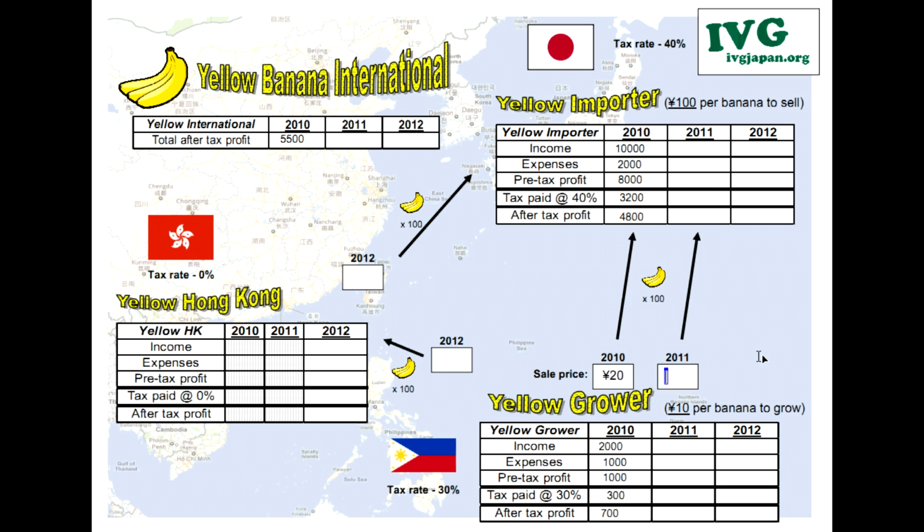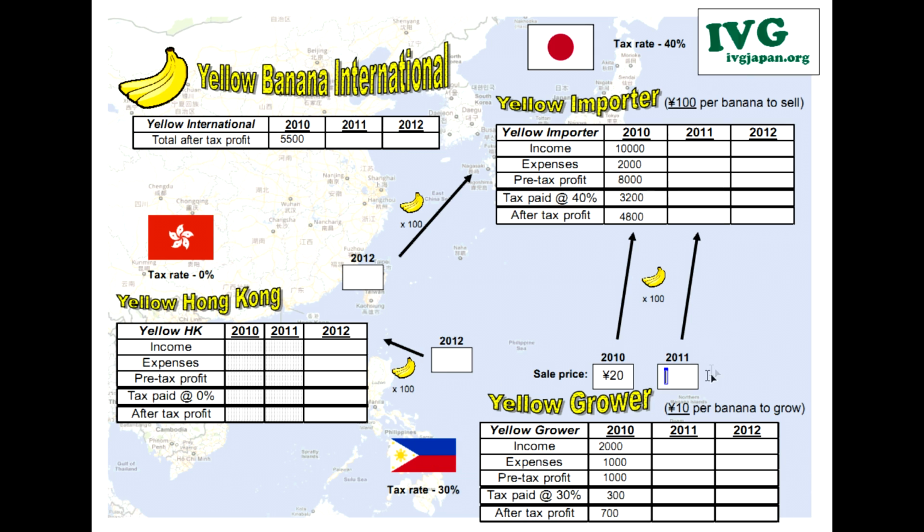Well, for the purposes of this example, we're going to limit you. So you can't increase the size of the plantation. You can't increase the price of your bananas that you're going to sell in Japan. The only thing we're going to allow you to change is the sale price, the internal sale price of this banana. So you'll have noticed that the tax rate in Japan is higher, 40%, than the tax rate in the Philippines at 30%. So what would make sense, if you think about it, is to shift profits from the higher tax region to the lower tax region of the Philippines.